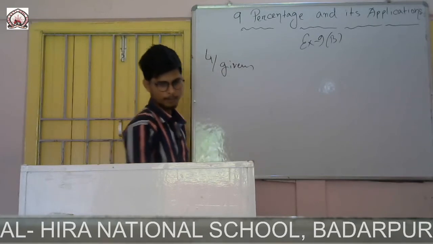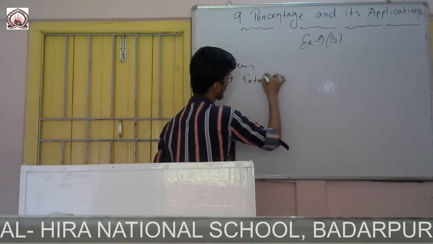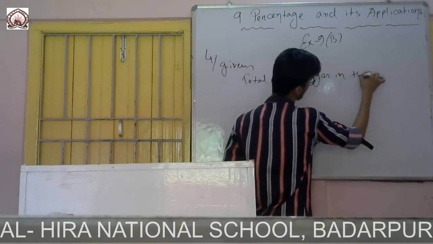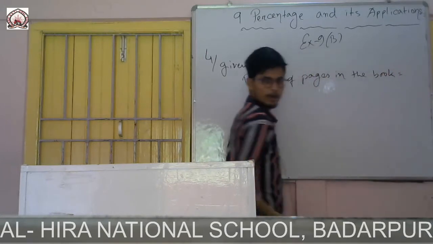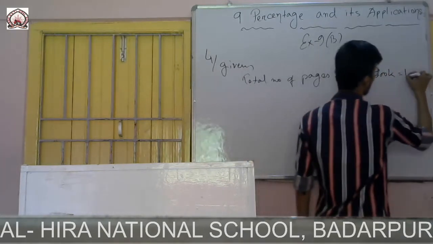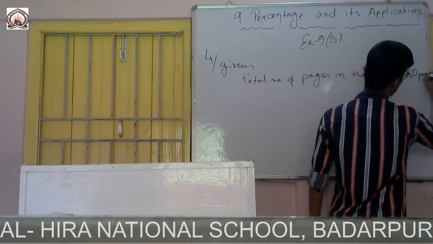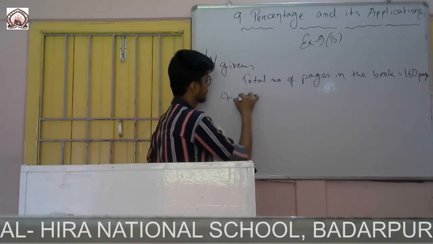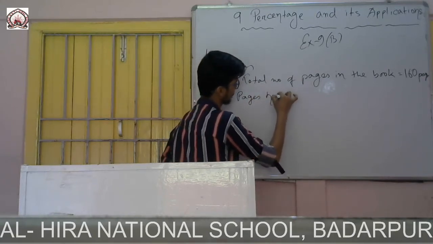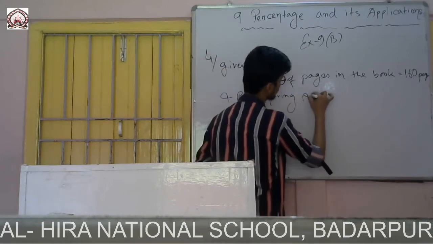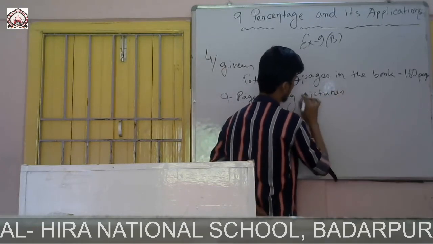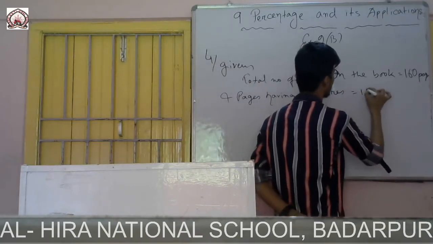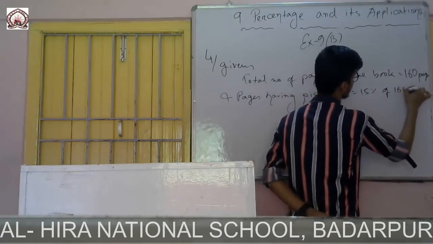Given the total number of pages in the book. How many pages? It is given 160. 160 pages, you write. And pages having pictures equals 15% of 160.